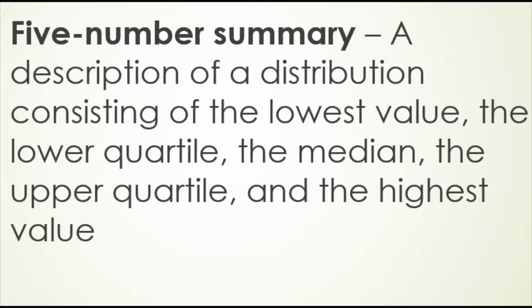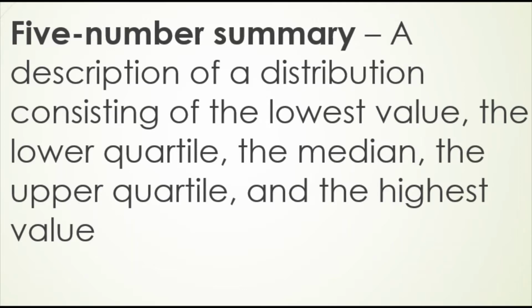All right, so the 5-number summary is a description of a distribution consisting of the lowest value, the lower quartile, the median, the upper quartile, and the highest value. So the lowest value and the highest value will be obvious. And we've already talked about how to find the median. The median will just be the middle number in the distribution, or if there's an even number of data points in the data set, then we're going to take the middle two numbers, and halfway between those will be the median.